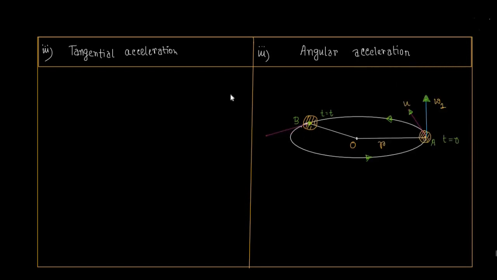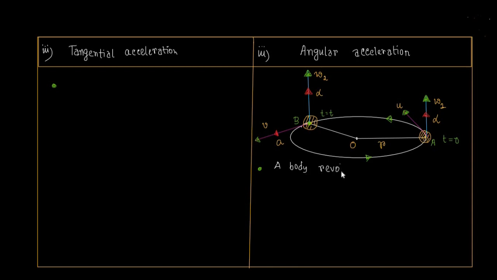At the point B, the body has the tangential velocity v. V is the final tangential velocity at the point B, and omega 2 is acting vertically upwards. Omega 2 is the final angular velocity, and alpha is the angular acceleration. Along the tangent, the tangential acceleration a will be acting.